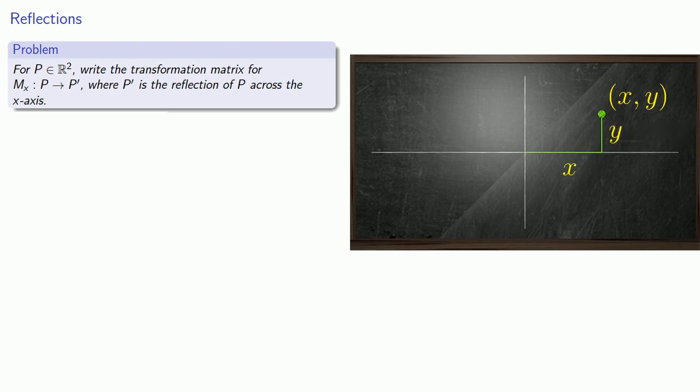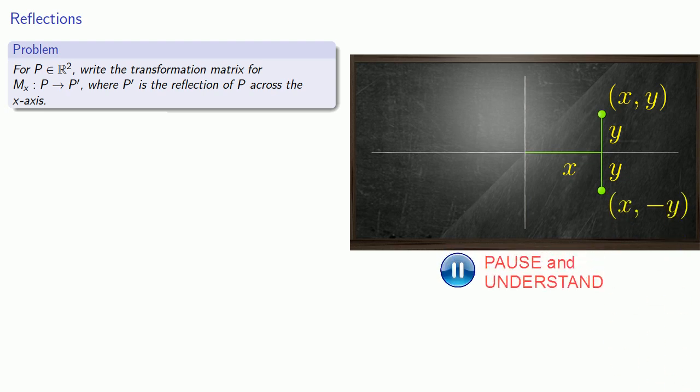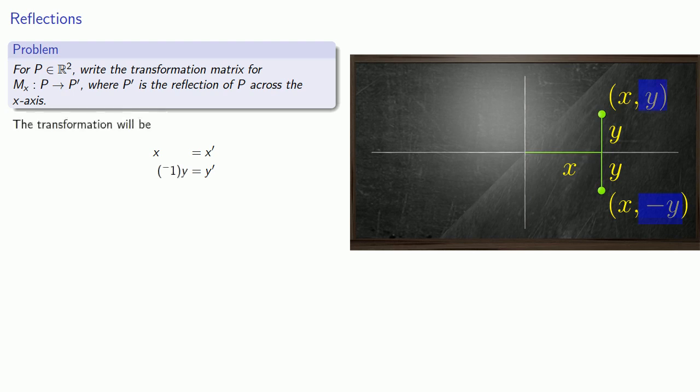Now what happens when we reflect this point across the x-axis? Well, the actual vertical distance is still y, but this time because we're going down instead of up, our coordinates are going to be x, negative y. So our new x-coordinate is x, the same thing we started with, and our new y-coordinate is negative 1 times y. And because we want to write the coefficient matrix, we'll have to write x as 1x plus 0y. And the new y-coordinate will be 0x plus negative 1y. And so keeping only the coefficients, we'll get our transformation matrix.